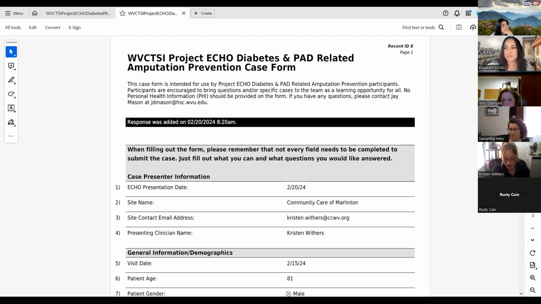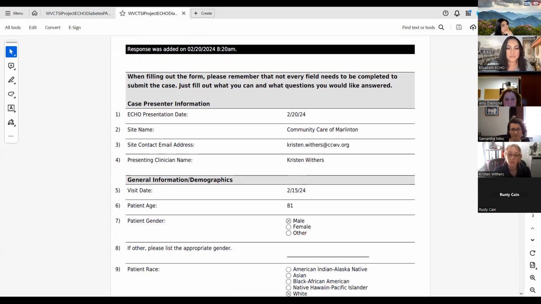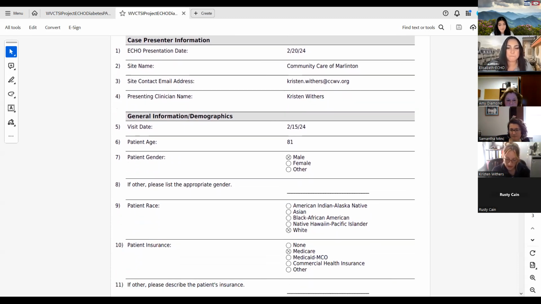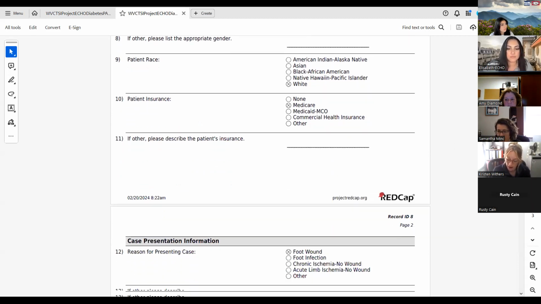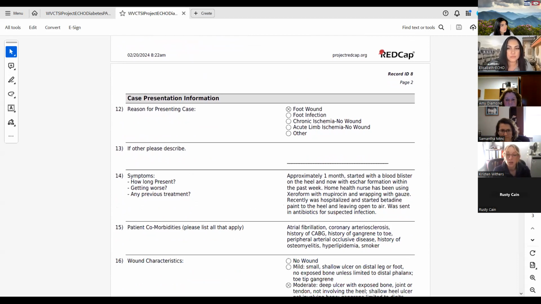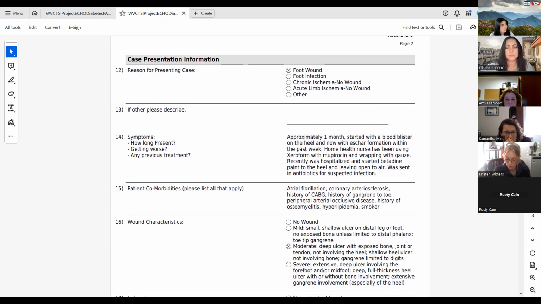Okay, so I've got an 81-year-old male, very chronically ill. This is one of my home visit patients. He's got a medical history of atrial fibrillation, coronary arteriosclerosis. He's had CABG, multiple MIs in the past. He's had a history of osteomyelitis and gangrene to one of the toes on his right foot. He's obviously got peripheral arterial occlusive disease, hyperlipidemia, and he's a smoker, of course.